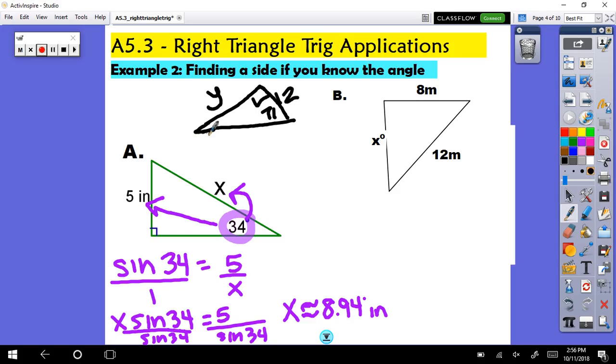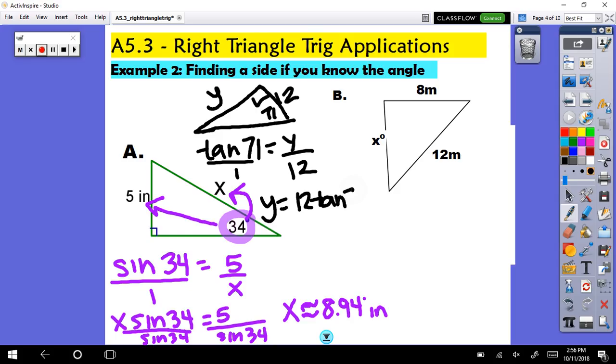Okay, so we should be using tangent 71 equals y over 12. Put the tangent 71 over 1 and cross multiply. So y is 12 tangent 71, which I got 34.85 centimeters. Okay, all right.